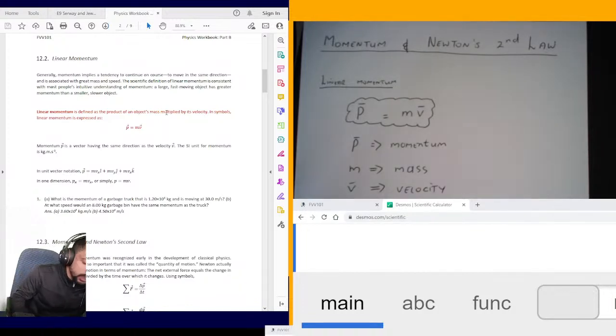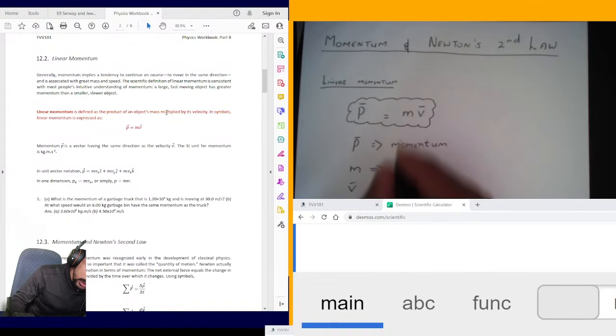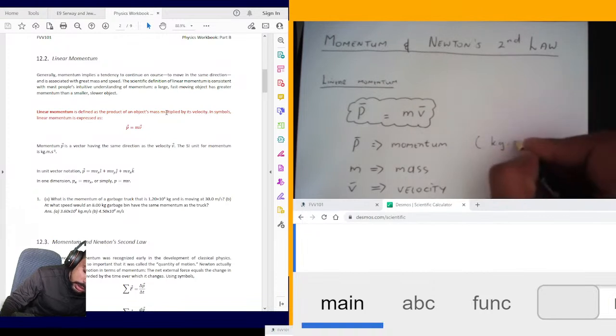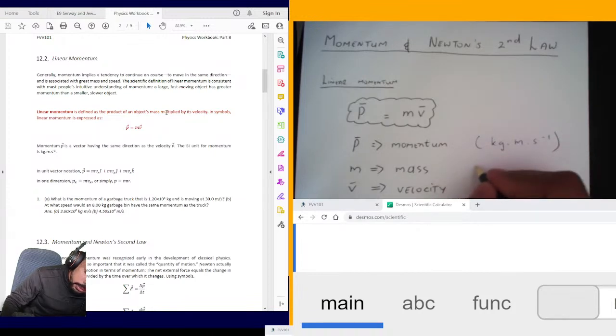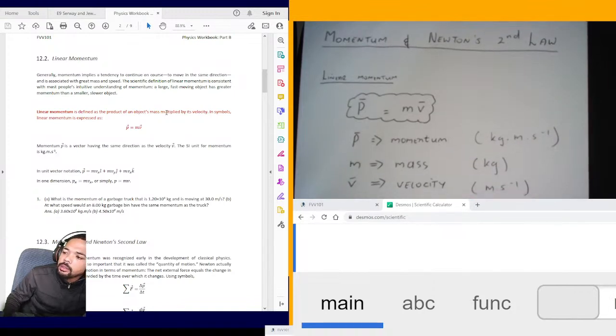So linear momentum is defined as the mass times the velocity of an object. For instance, let's say there is a 5 kilogram child running at a speed of 3 meters per second, and his momentum would be 15 kilogram meters per second. Remember, momentum has units of kilogram meters per second, because mass is in kilograms and velocity is in meters per second.